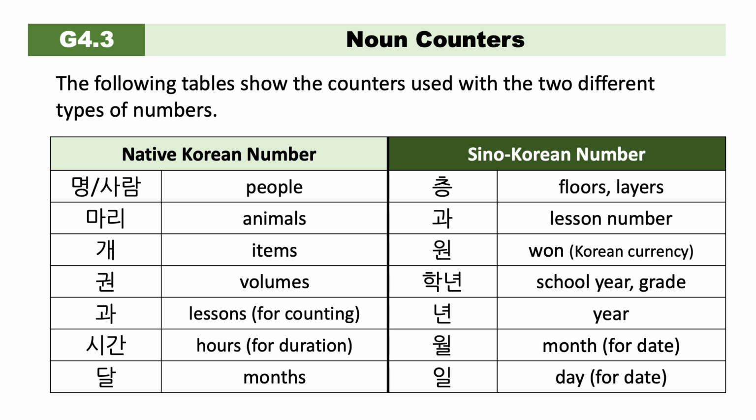층, floors, layers, 과, lesson number, 원, won, the unit of Korean currency, 학년, school year, grade, 년, year, 월, month for date, 일, day for date.